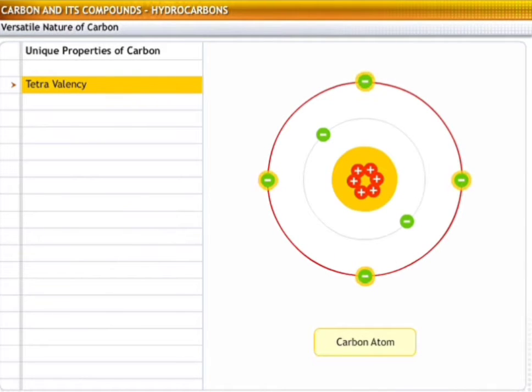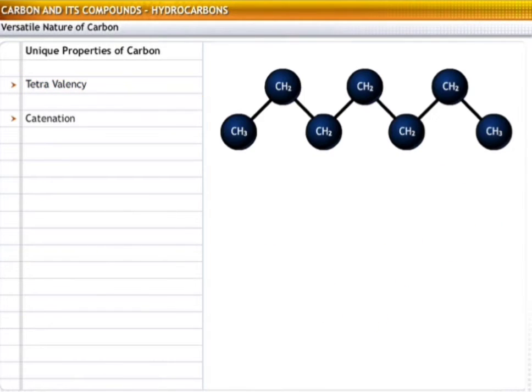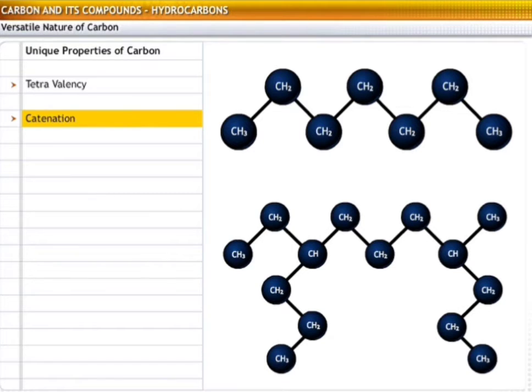Let's focus on the first unique property of carbon. In order to complete its octet, carbon shares 4 electrons with other atoms, forming 4 covalent bonds. This is known as tetravalency in carbon. The next property is catenation, which is the phenomenon of self-linkage among identical atoms to form a long chain of molecules.